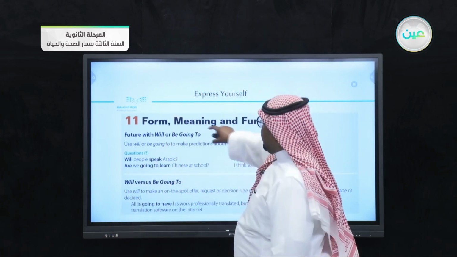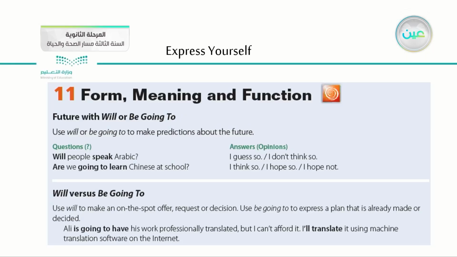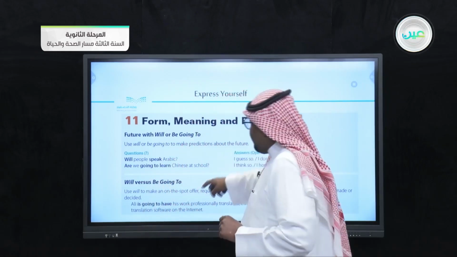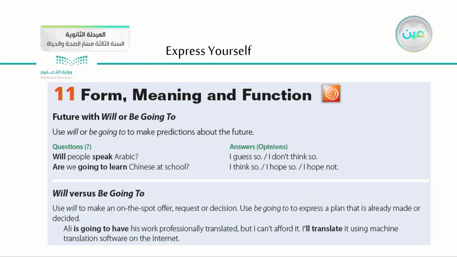So if we go over the tense here, or the structure, we have will and going to. Of course, be going to, as you see here, we have the verb be, and of course be is one of the most important verbs and verb groups in English, which is am, is, are. So this is what we are going to use in this tense. As you see here, we have this definition, which is use will or be going to make predictions about the future. Of course, we can use the future will and be going to through different levels. The first level is questions, and the second one is answers, specifically opinions. We'll have some examples here.